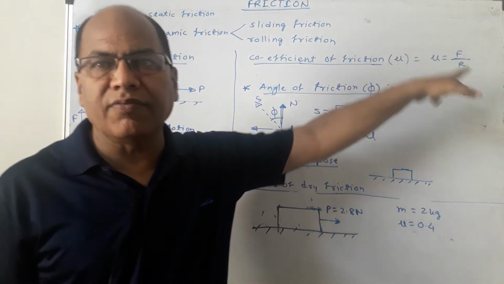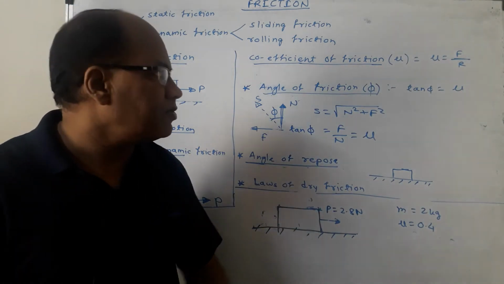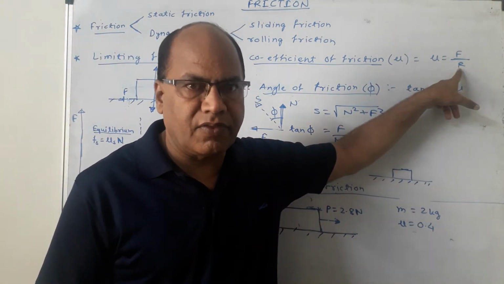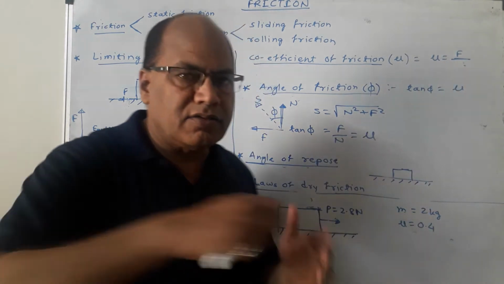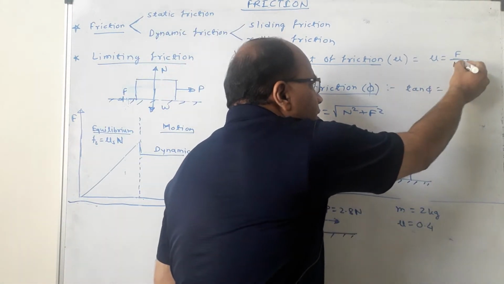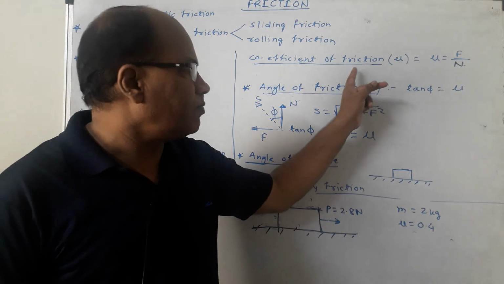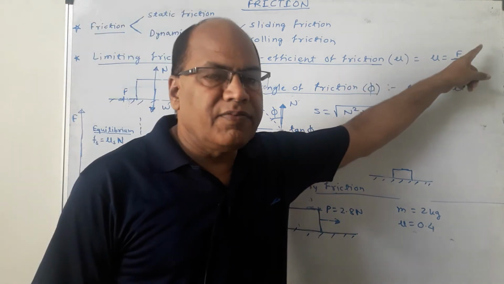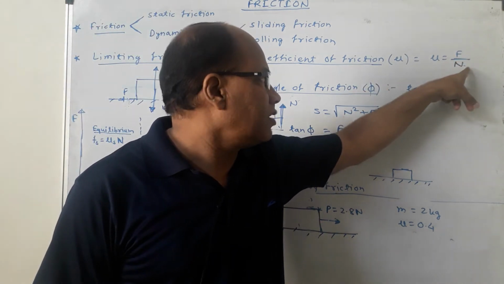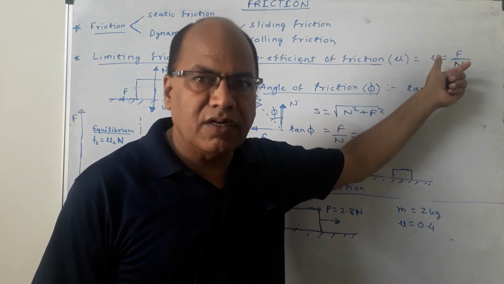Mu is equal to F upon R, where F is the frictional force and R is the normal reaction. You can denote it by N also. So F upon N is mu. Mu is the coefficient of friction. Unit of F is Newton. Normal reaction is also in Newton. So mu is unitless, it is a number.